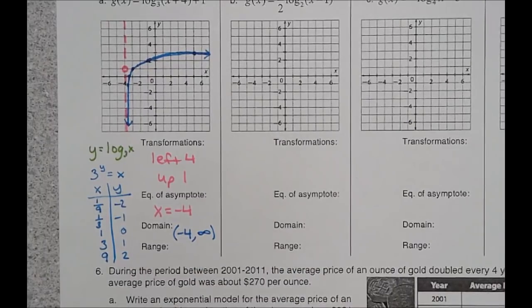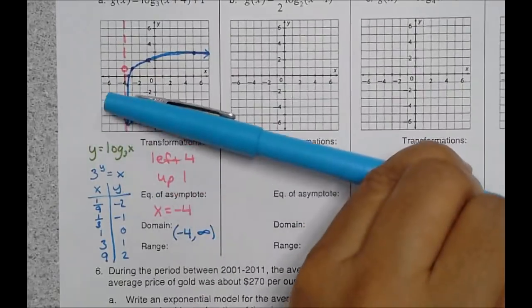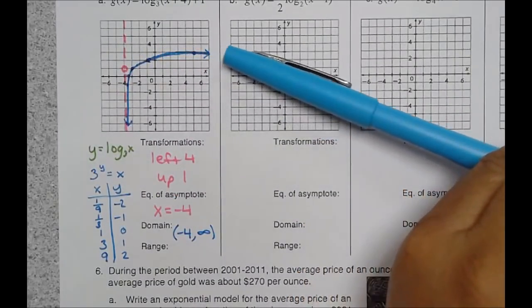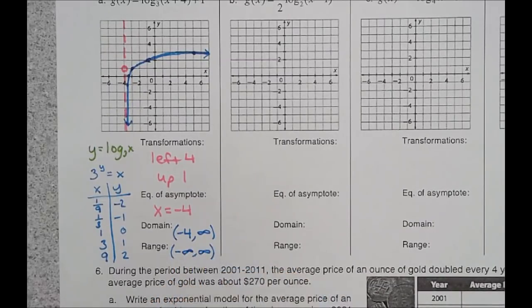And the range now, does this graph go up and down? Yes, this graph keeps going down. It's slowly going up, but it is going up. So this is going to be just all real numbers, which is -infinity to +infinity.